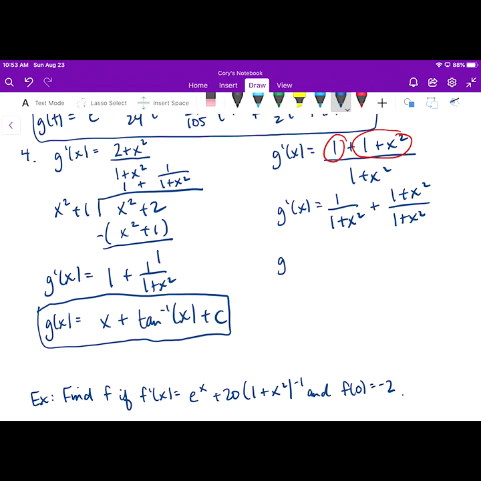Which means I can rewrite g prime like this: 1 over 1 plus x squared plus that second fraction, which is going to wind up simplifying to 1. And then we can go ahead and take the antiderivative of that as well, which gives us that function g of x also. Okay, so like I said, there are going to be some functions that you can just take the antiderivative of immediately. And there are other functions where you're going to have to do some type of algebraic manipulation in order to take the antiderivative of that function.